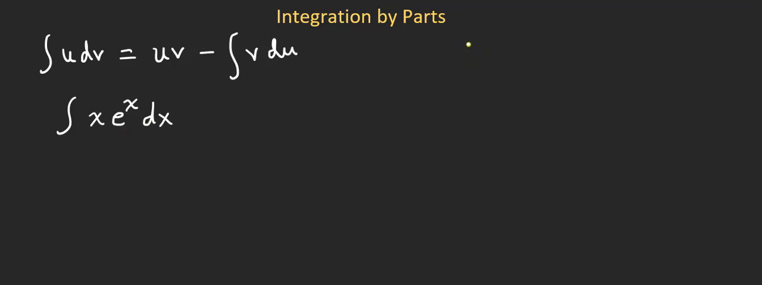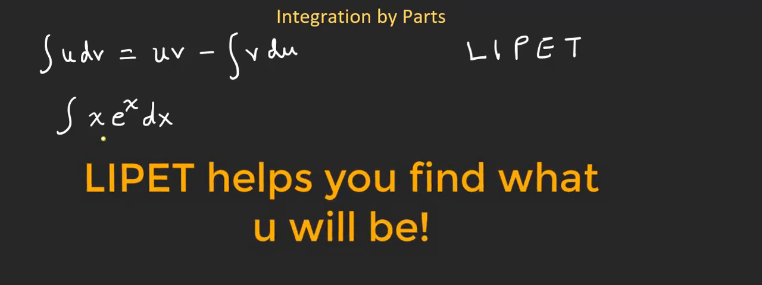So we have this acronym, LIPET. L is for natural log. I is for inverse trig. P is for polynomial. E is for exponential. T is for trig functions. So we're going to go through this in order and see which one comes first.